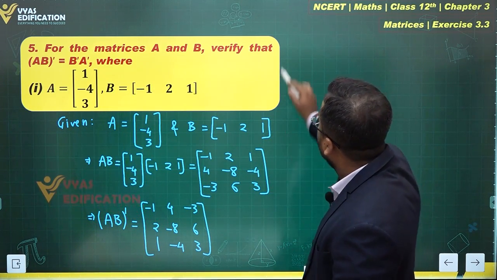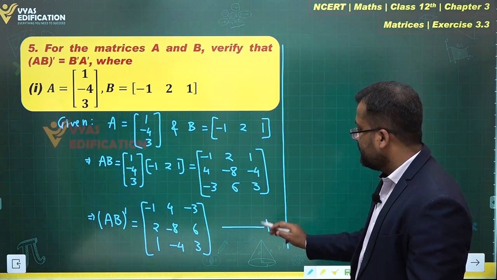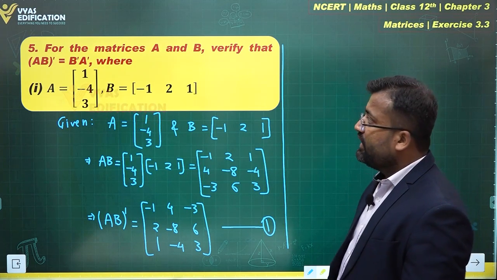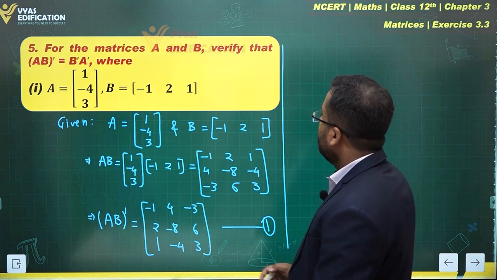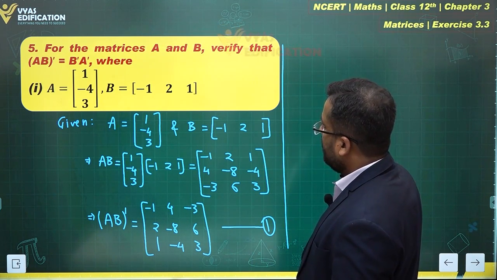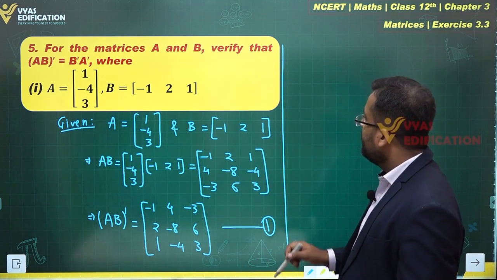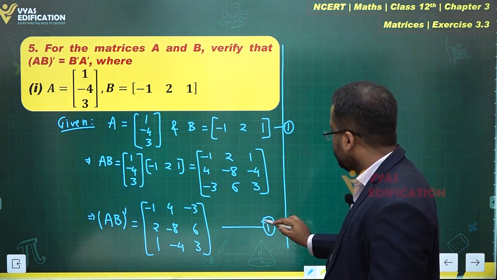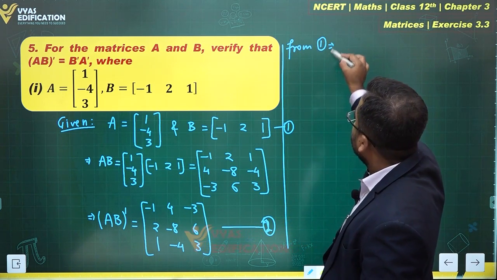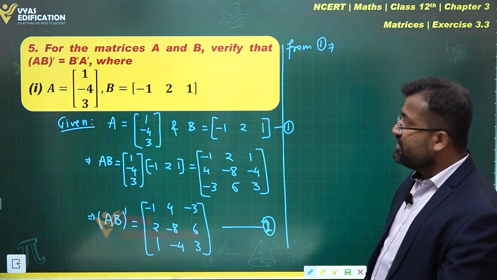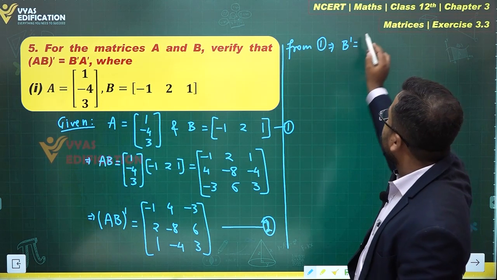What next? So on the RHS, you have something else. This is the first statement, right? This is the end result for the LHS. For the RHS, first we need B transpose. Given that B equals this, let's call this statement 1, and this one statement 2. So from statement 1, we get B transpose easily.